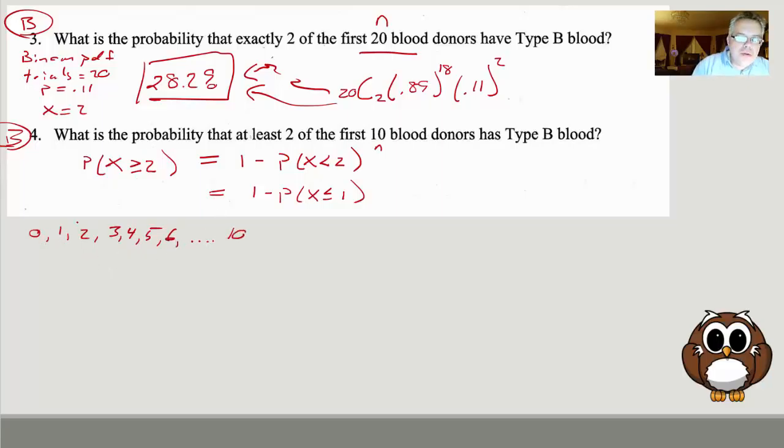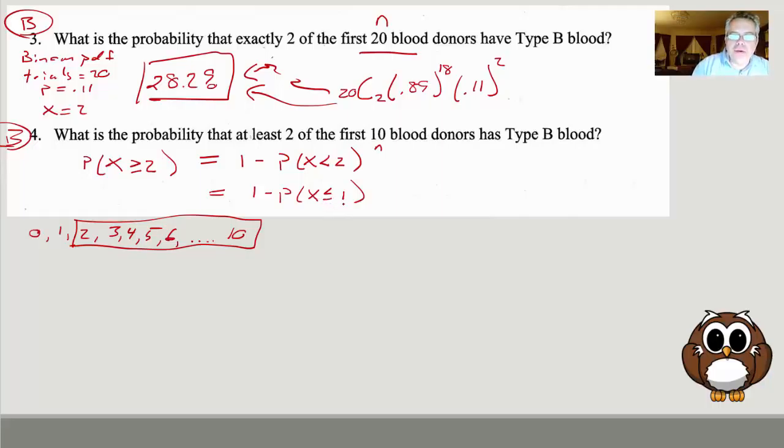At least 2 would be these cases I'm circling, right? It'd be 2 up through 10. What that leaves out is 0 and 1. That's the complement. So yes, we can write it either way in this case: x less than 2, x less than or equal to 1. Since we're only dealing with whole numbers, these two things are equivalent. A little bit tricky, but we got it.